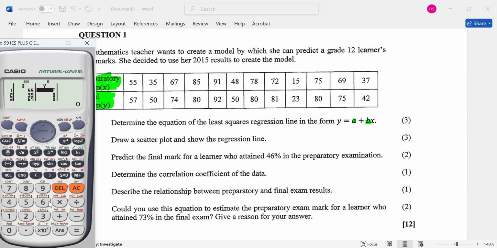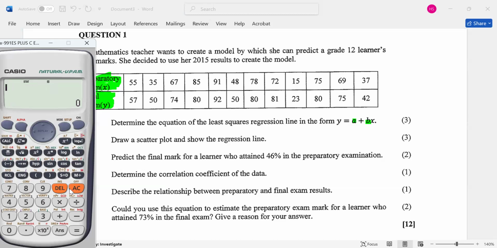Then we enter the y values: 57, 50, 74, 80, 92, 50, 80, 81, 23, 80, 75, 42. Then we see our calculator.